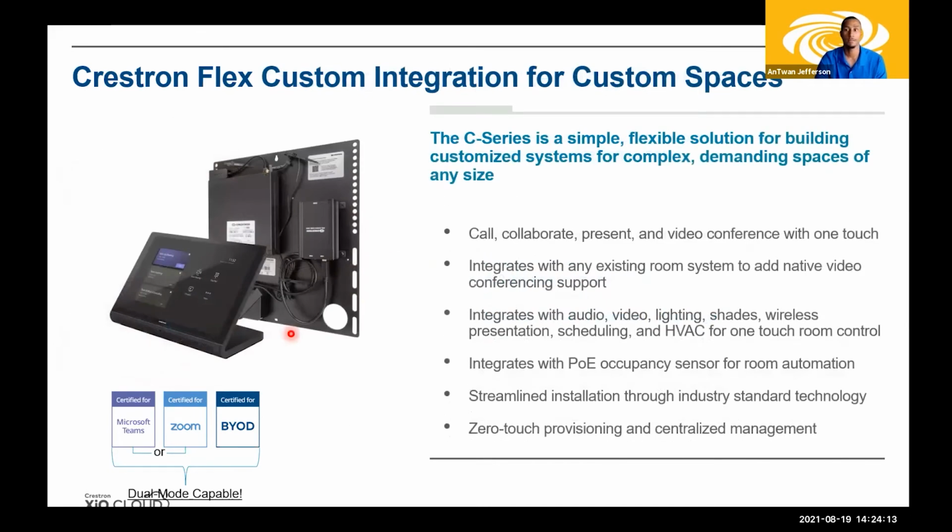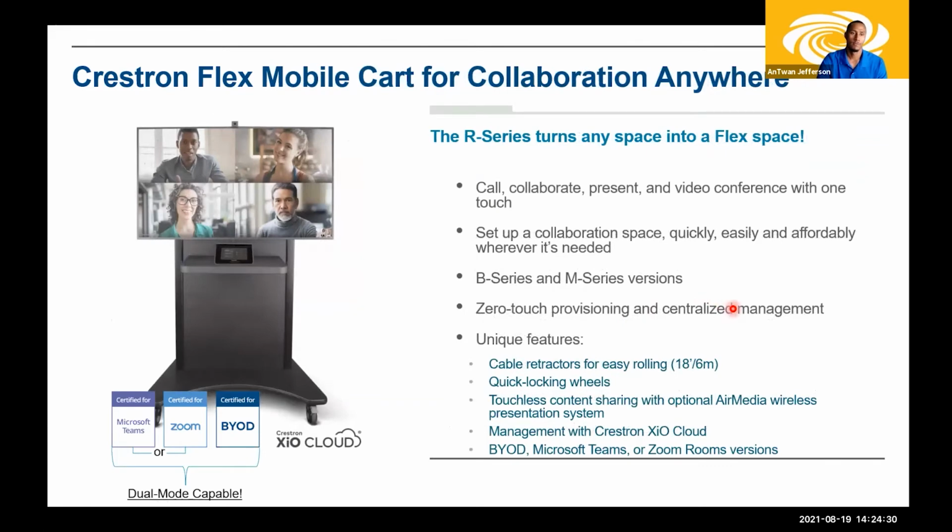And then finally, your custom series is your C series, which has the ability to collaborate, call, utilizing integration with your DSPs, things like that, your occupancy sensors. The total full integration is going to be for your C series and custom spaces. And then for our series to bring Flex into any space, we have the ability to add Flex to a roller cart where you'll have the B series, the M series capabilities to add to the cart. And you also have the capability for Microsoft Teams or Zoom. And it's also BYOD capable as well.